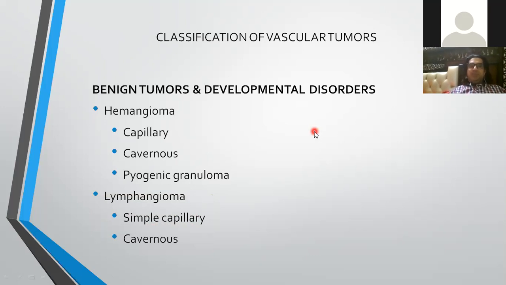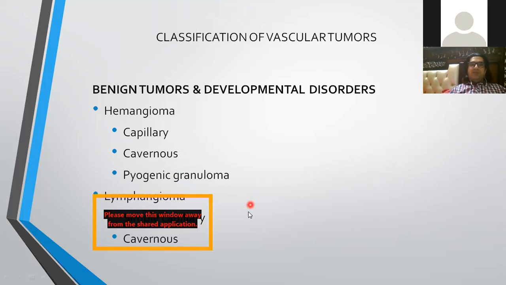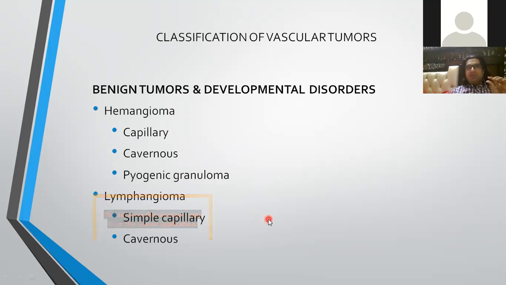So hemangioma is the benign vascular tumor, and hemangioma can be capillary and cavernous, right? And capillary hemangioma is also called pyogenic granuloma, right? Similarly, lymphangioma can be simple or capillary and cavernous. What is the difference between capillary and cavernous? You know, capillaries are small blood vessels, whereas cavernous are large, big vascular channels, right? Generally venous in origin, right? So capillary hemangioma and cavernous hemangioma.